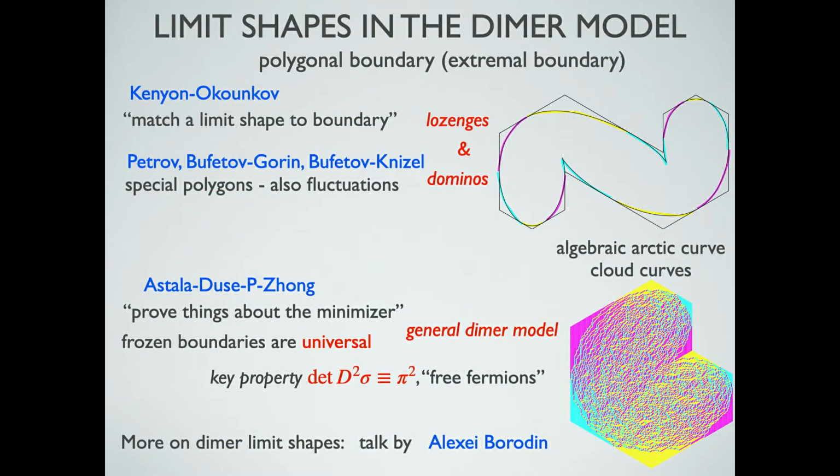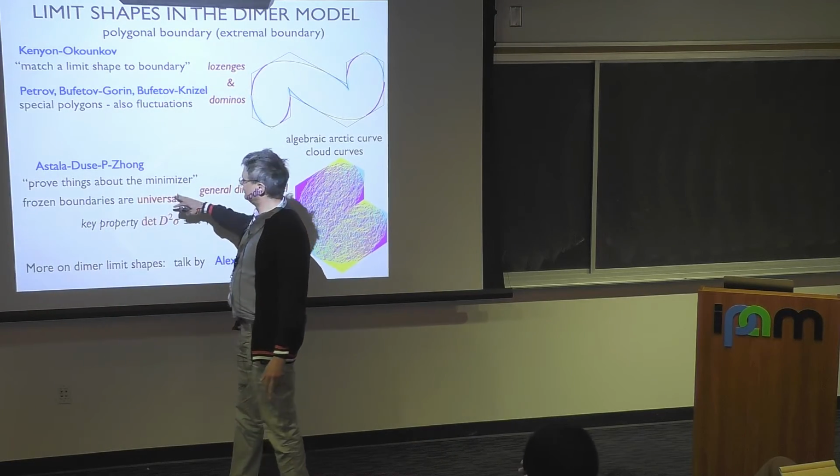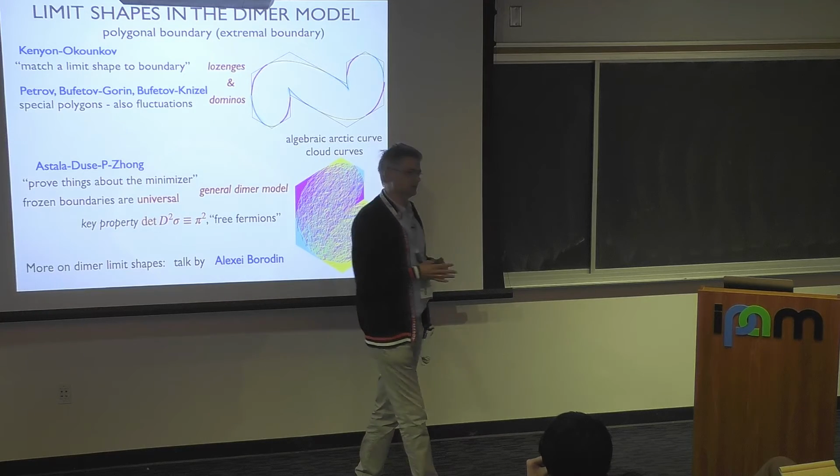We know that there is a minimizer, and we try to prove things about the minimizer. We use more explicitly this property of the Hessian determinant. And of course, we have seen more on dimer limit shapes in Alexei's talk. One kind of funny feature is that these limit shapes are different between the models, but the frozen boundary, when you project it to the plane and you see these frozen boundaries, these algebraic curves, they are actually universal, so independent of the particular dimer model.